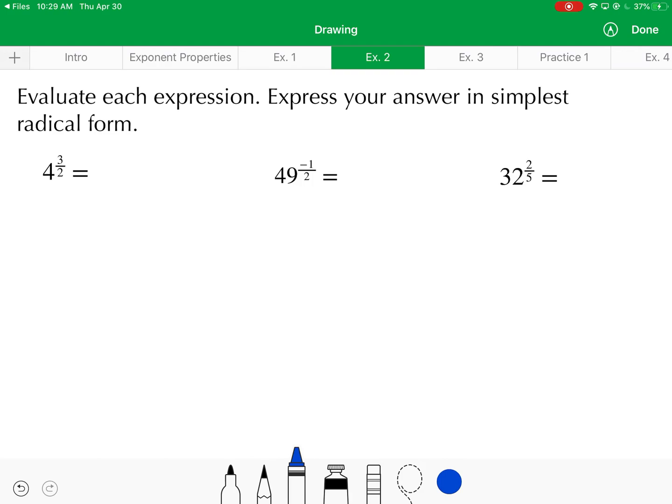Okay? All right, moving forward. Here we want to evaluate each expression, meaning just find the value of it, and if necessary, we're going to express our answer back in radical form, simplest radical form.